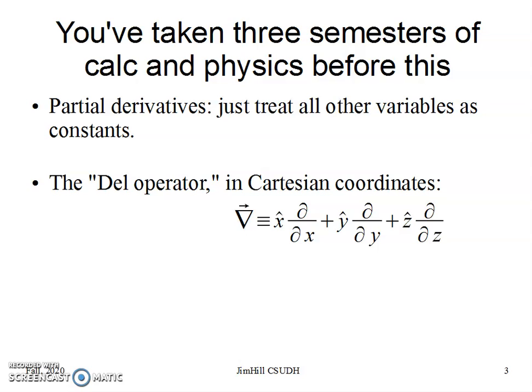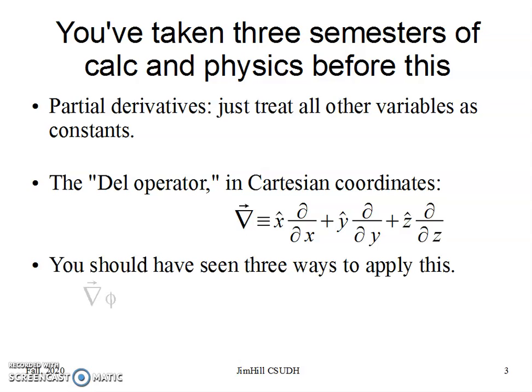By the way, another name for that symbol, the upside-down triangle there that we often call del, is nabla. I only mention that because you might hear it sometime and wonder what the heck that is if you haven't heard it before. You should have run into 3 different ways to apply this. One called the gradient, where we apply it to a scalar function and get a vector. One called the divergence, where you apply it to a vector function and get a scalar. And another one called the curl, which you apply to a vector function and get a vector.